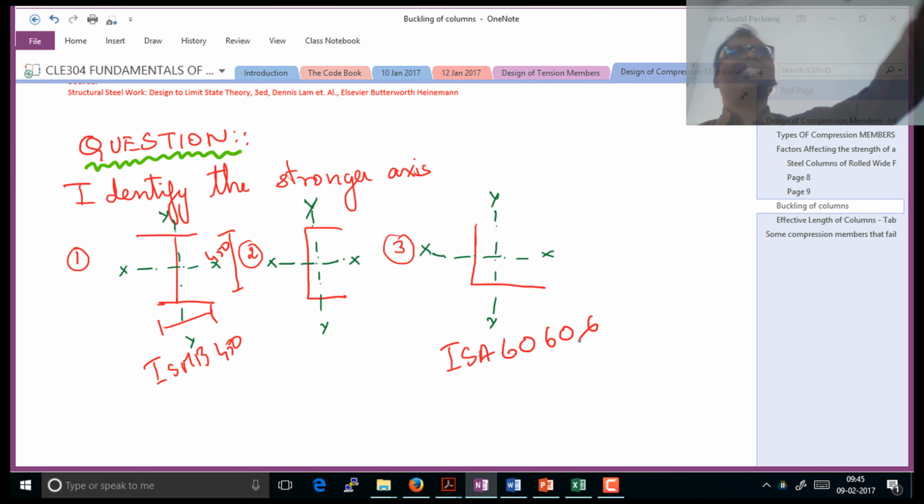No clapping. Look here, guys. So if you are looking at it, both the lengths are the same. It is symmetric about both these axes. So it makes it strong about both. Then what about number 2? Yeah, which is the stronger axis for figure 2? Ix or Iy?